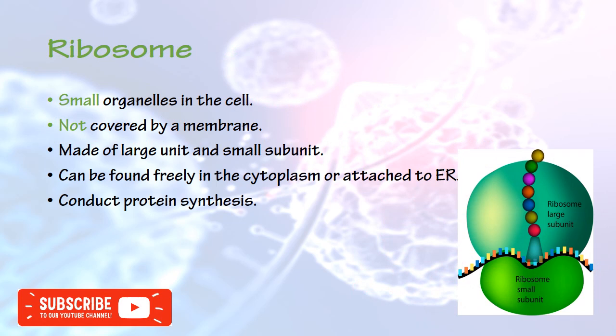Ribosomes. Ribosomes are not covered by cell membranes. So, children, please remember that the organelle which is not covered by a membrane is the ribosome. A small organelle in the cell. It has one large unit and one small unit. It can be found freely in the cytoplasm or sometimes attached to the endoplasmic reticulum. Also, it aids in protein synthesis.